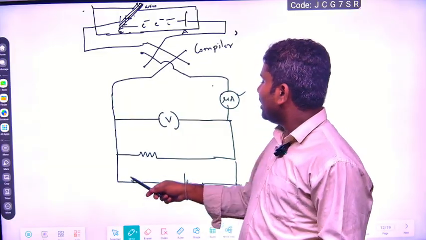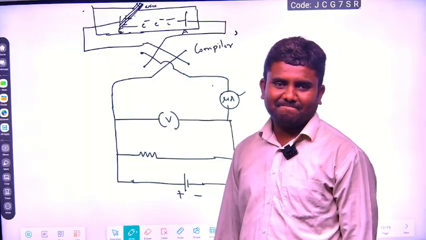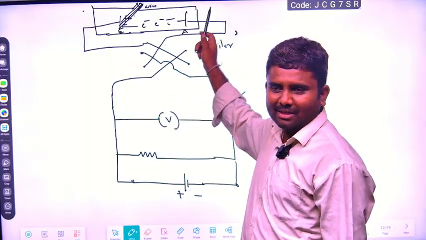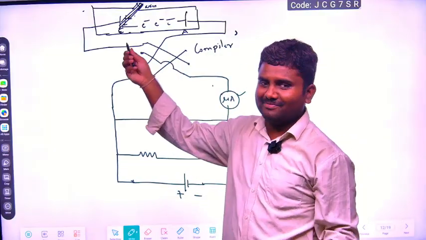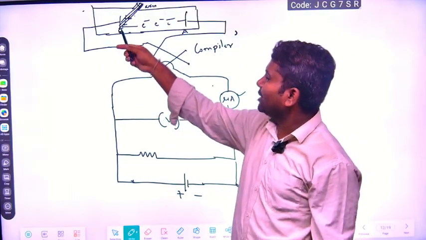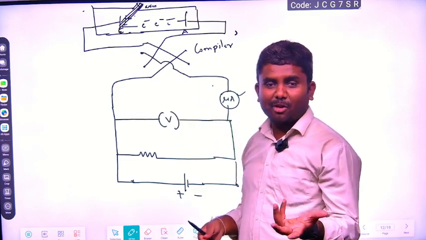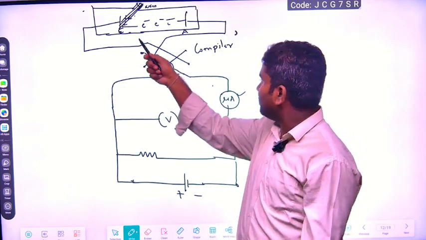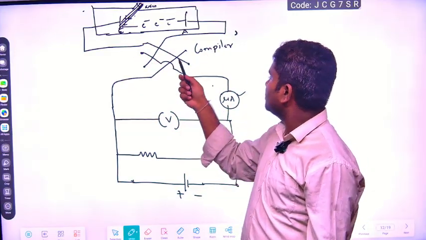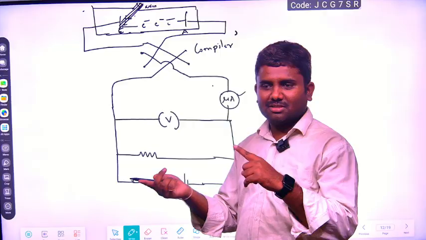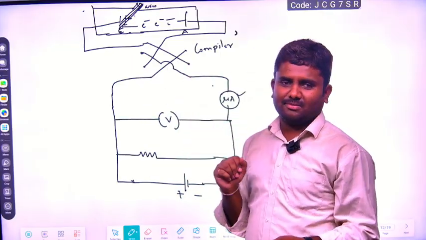Now why they connected battery? This battery will give the potential difference between these two plates. This is cathode plate and anode plate. It will give potential or electric field. For cathode plate it will give positive electric field, and for anode plate it will give negative electric field. Or otherwise, for cathode plate it will give negative electric field and anode plate positive electric field. And this will operate the reverse. Either in that way or in this way.